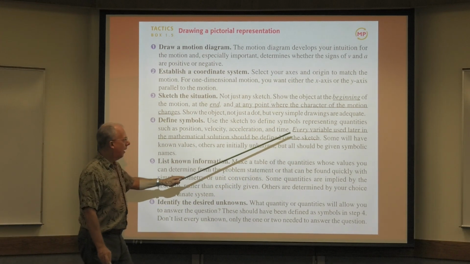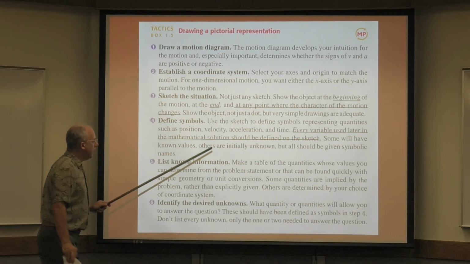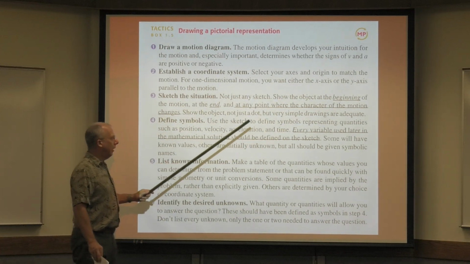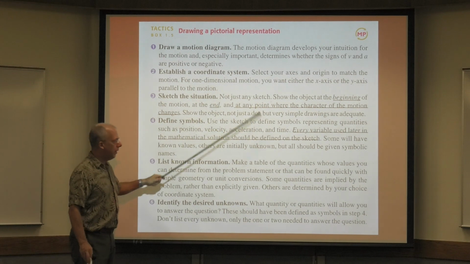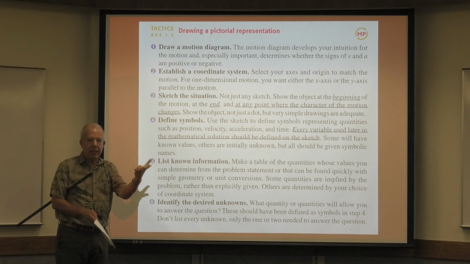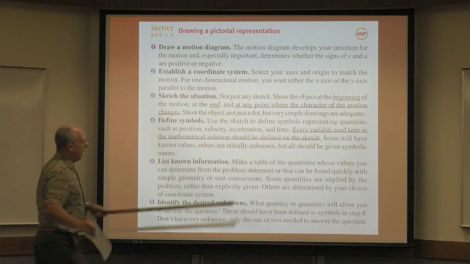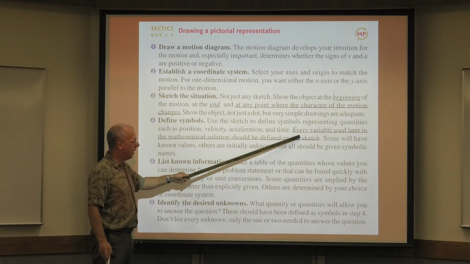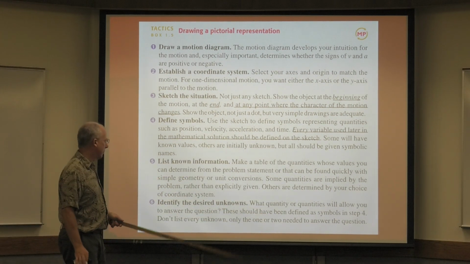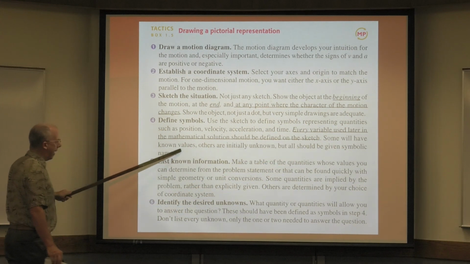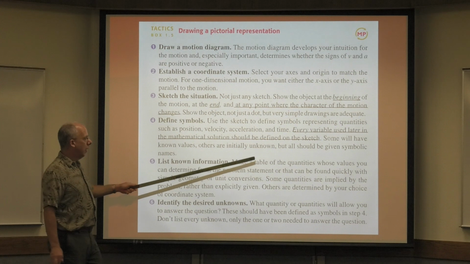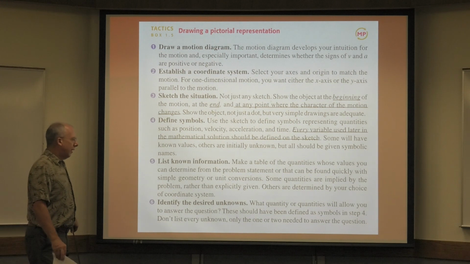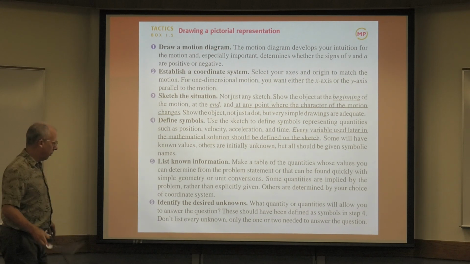Okay, here's the important thing. Every variable, so what does this mean? It means you have to sketch the object at the beginning, at the end, and if something changes. So at these points, beginning, end, and if something changes, you want to have x, v, a, t for every point. Every variable used later in the mathematical solution should be defined on the sketch. And you'll see when we do some examples. Some will have known values, others are initially unknown. But all should be given symbolic names, x, v, a, t, all right? And we'll use subscripts because we might have 2 points, 3 points, who knows what.